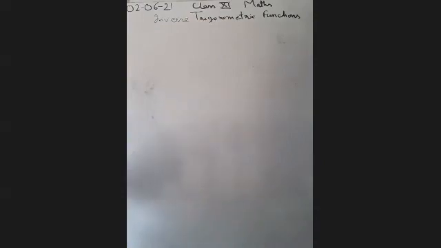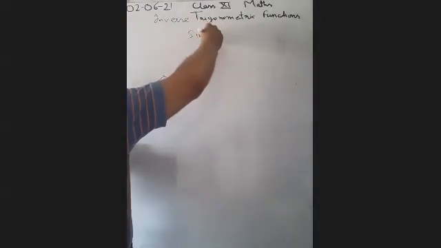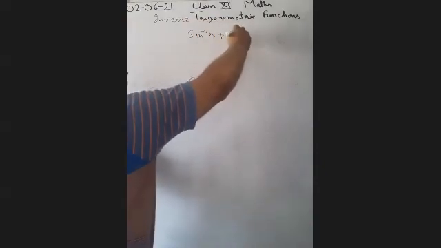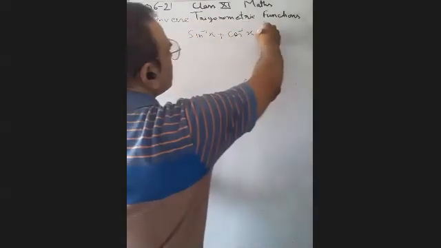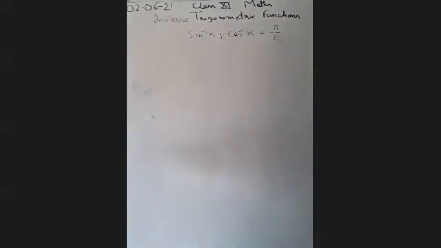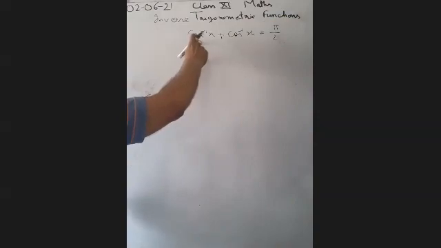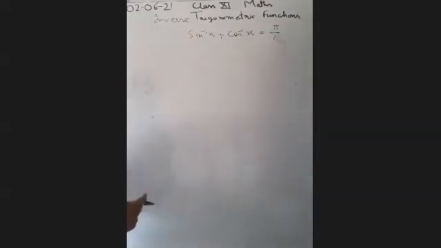Sin inverse x plus cos inverse x is equal to pi by 2. This we want to prove. Similarly, tan inverse x plus cot inverse x is equal to pi by 2, and sec inverse x plus cosec inverse x is also pi by 2.